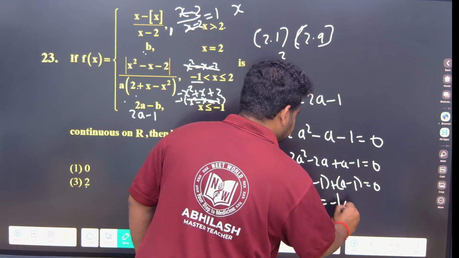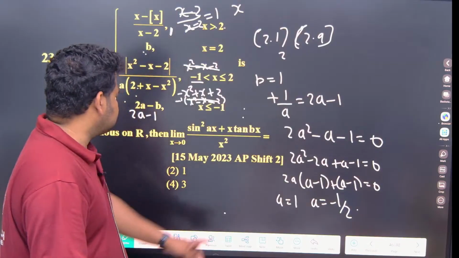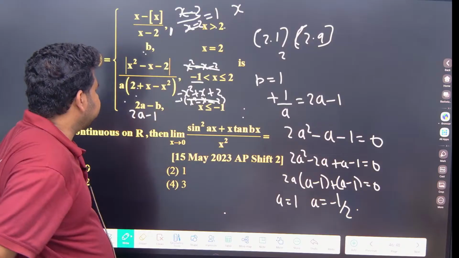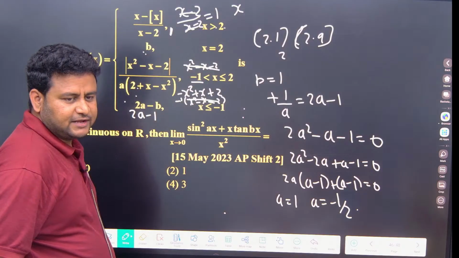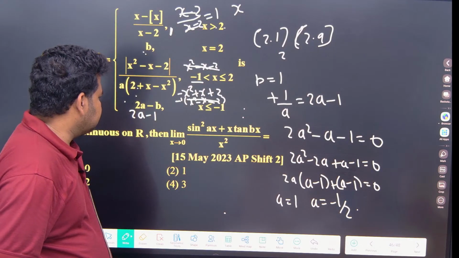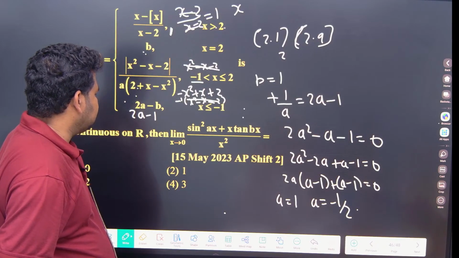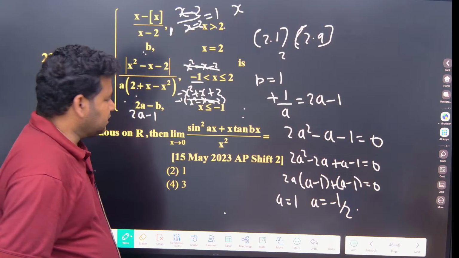Minus 1 by 2. Okay. A is equal to what? A is equal to minus 1 by 2. So what is the value we will take for a? 1. Okay, so let us take 1. For b it is what? 1. Okay, let us take the value of 1 and c.